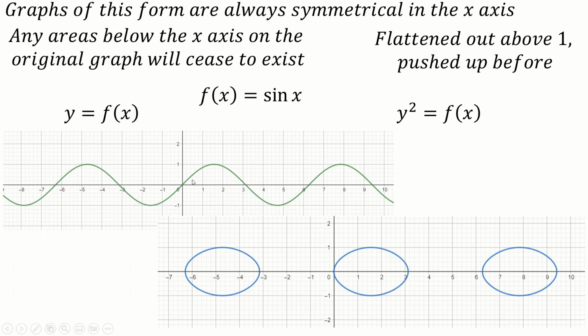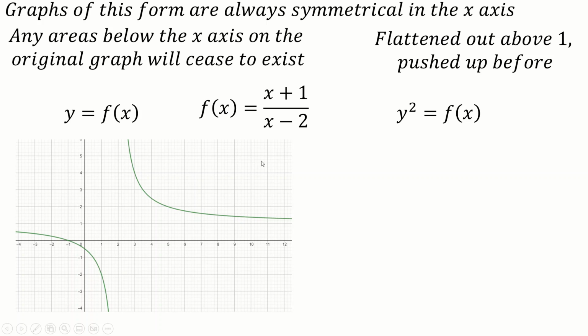These parts raised up because the outputs are between 0 and 1. Roots of those things get bigger. Symmetry in the x-axis, so reflected around, and these parts just don't exist. Cool. Another one, I don't expect you to know what this graph looks like, so I've given it for you.